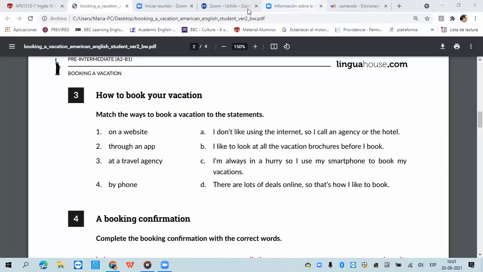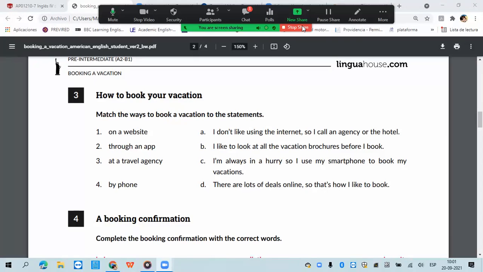Next Wednesday, I will talk about your posts, some general comments about your posts. So we're going to finish this part. Any questions, any comments?